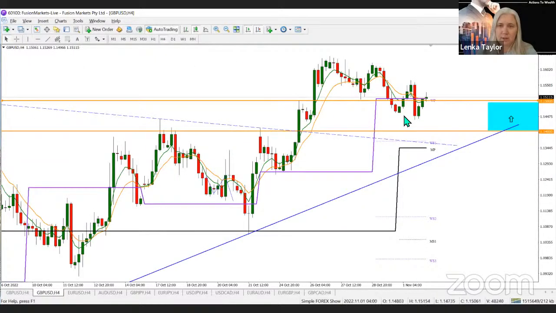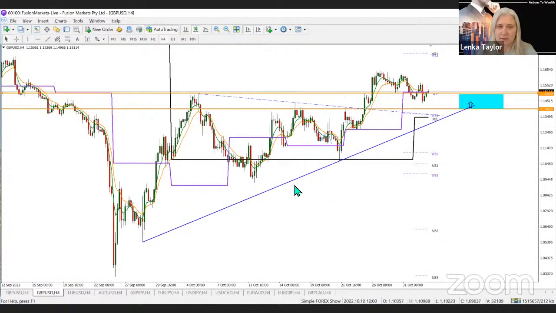And on the 4-hourly, we are still in that downtrend, coming down to this area that I'm interested in. So that blue line is the current daily direction. So when price pulls back to that area, then I would be looking for a reversal and looking for opportunities to go long at that point.